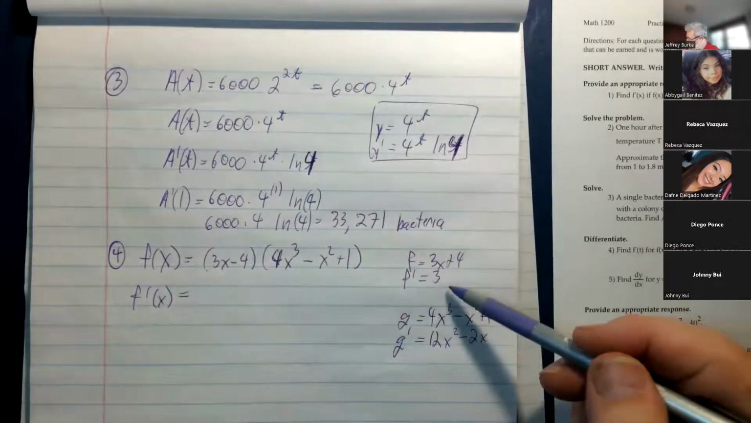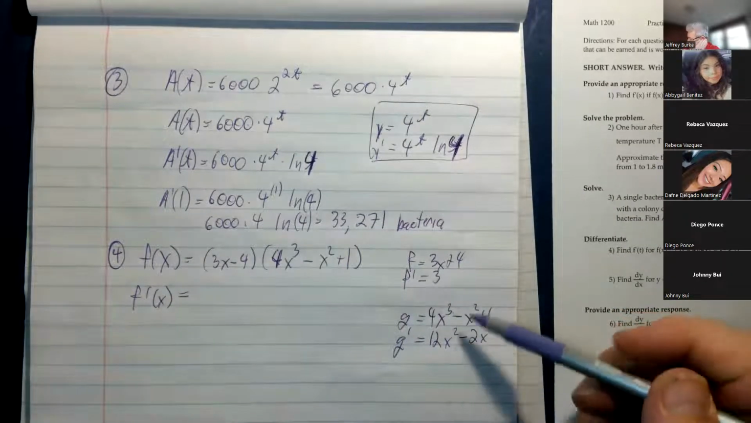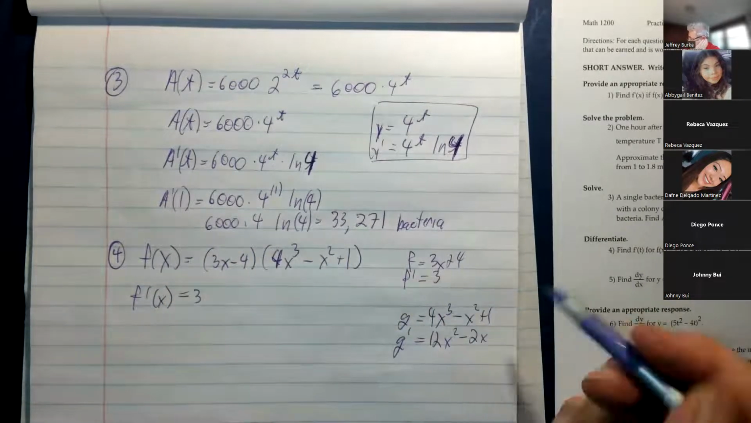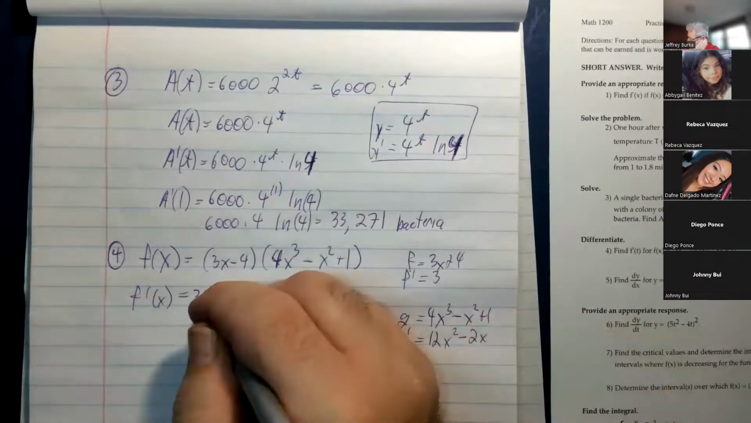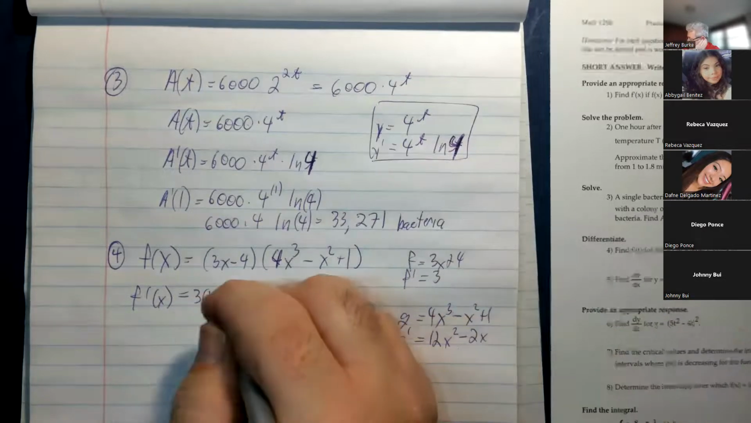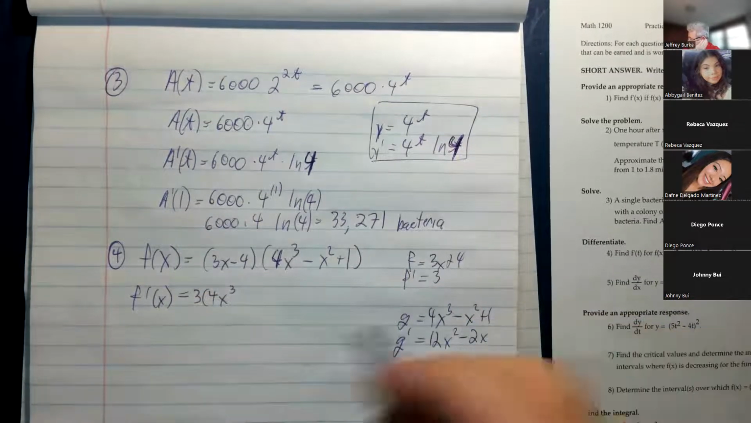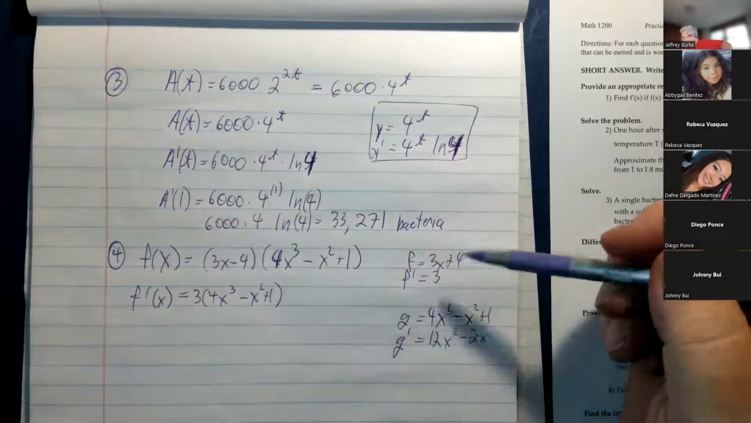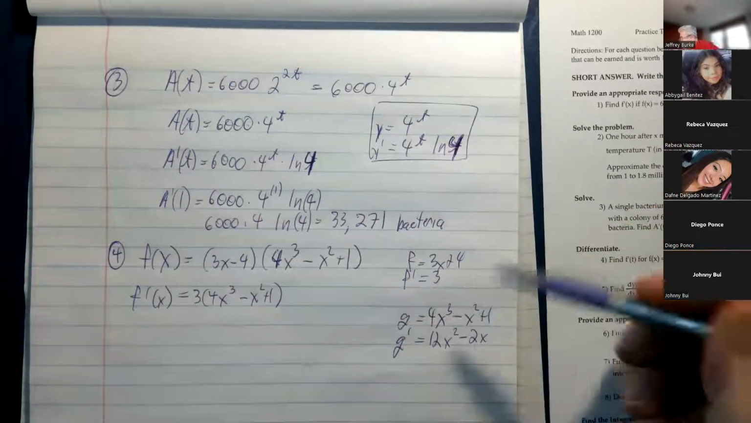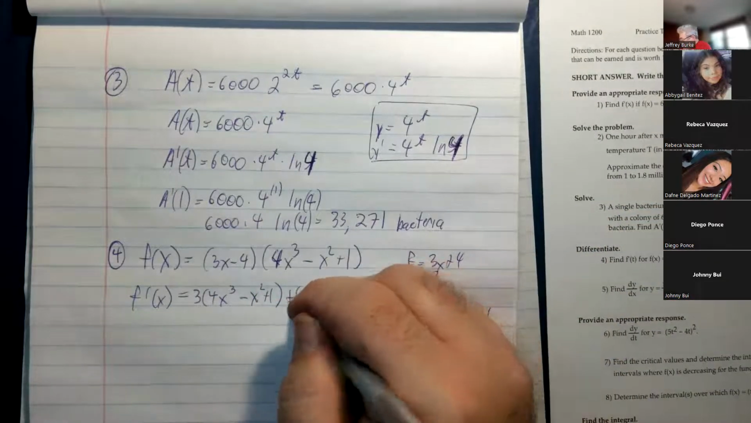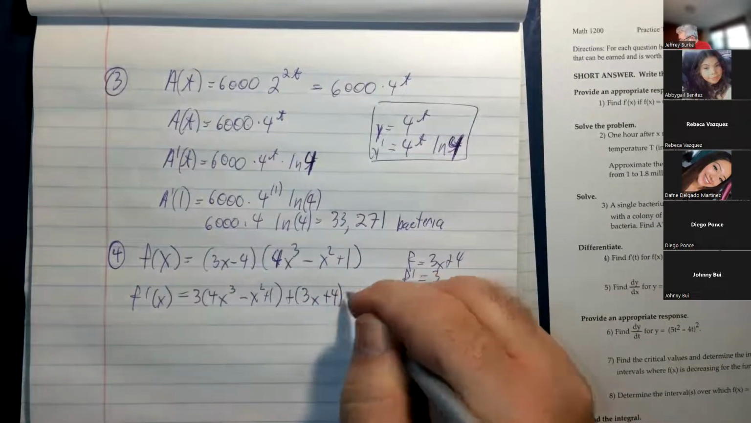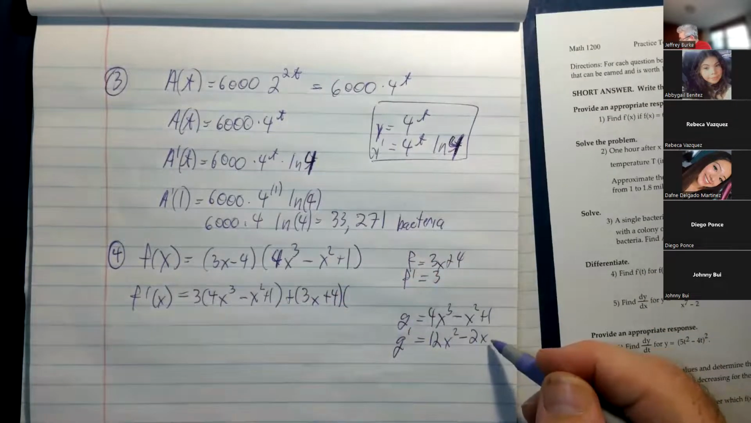And remember, this is going to be f prime g times, I would say, g prime f. So this is going to be equal to 3 times 4x to the third minus x squared plus 1 times fg prime. So it's going to be this binomial times this binomial plus 3x plus 4 times 12x squared minus 2x.